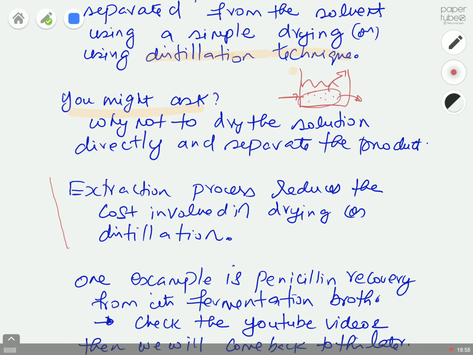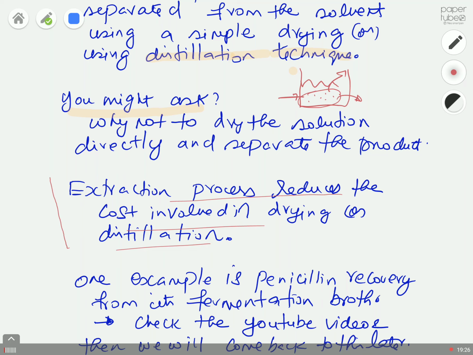Extraction processes reduce the cost involved in drying and also distillation. As I said, if you want to heat a solution to a very high temperature, you also need to spend a lot of money, so you can minimize the cost if you manage to move your solute to some solution that you can boil at a slightly lower temperature. And this distillation, we will come back to when we talk about distillation.